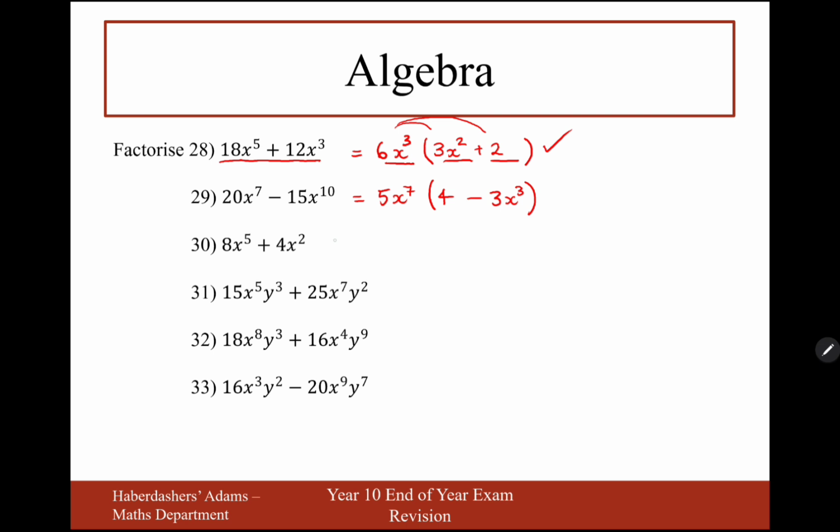On the final question, question 30, 4 is the highest common factor out of 8 and 4, and the lowest power is x squared. Open brackets. 4 will times by 2 to make 8, and we need 3 more powers of x so that we can add those powers to make x to the 5.